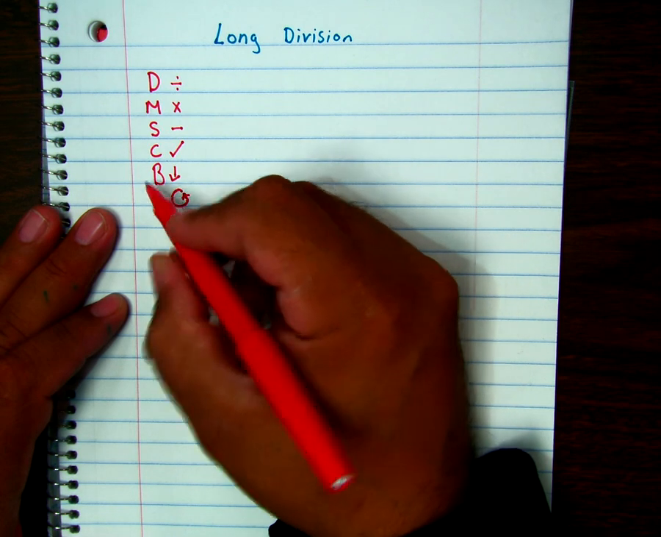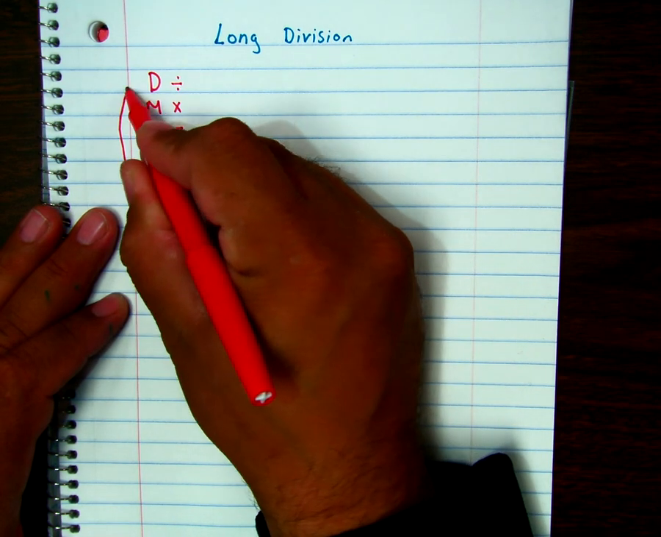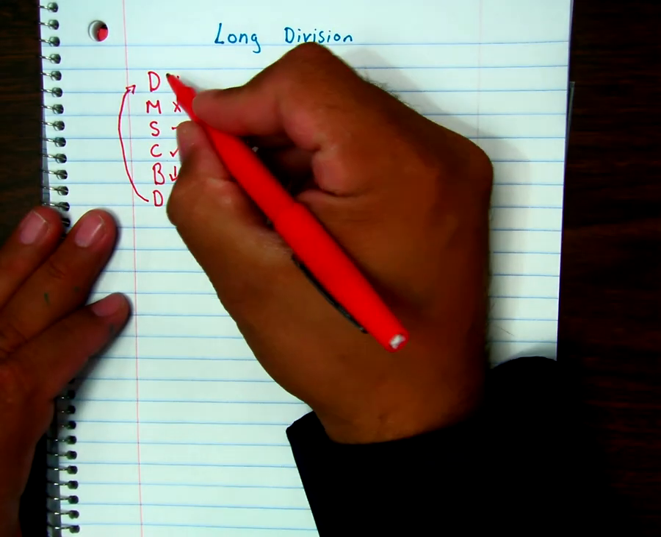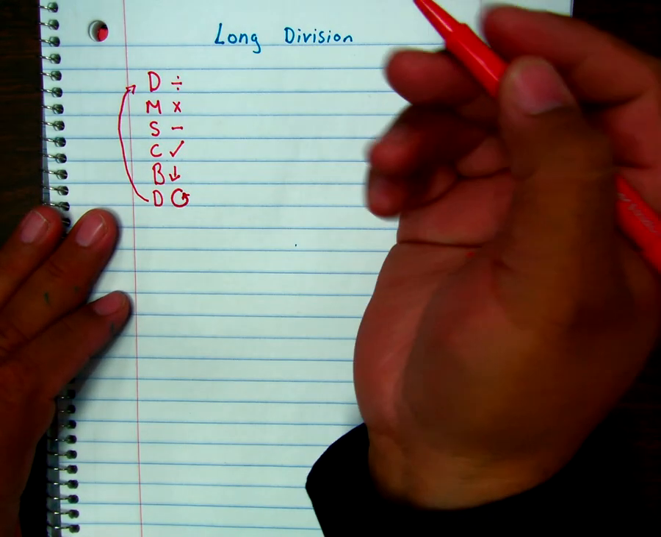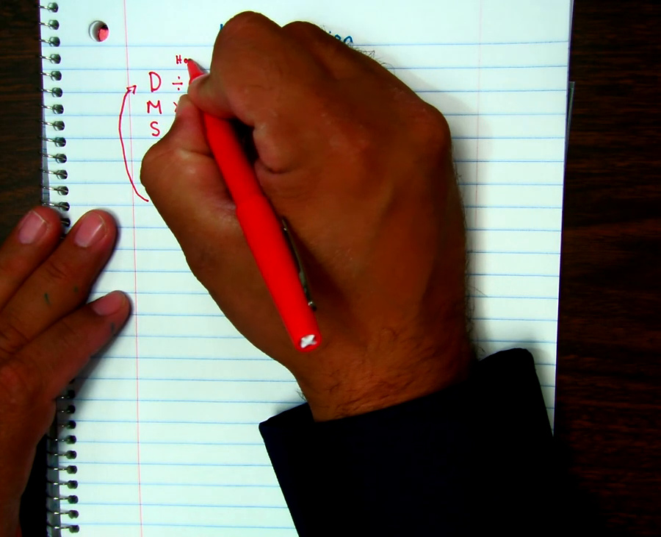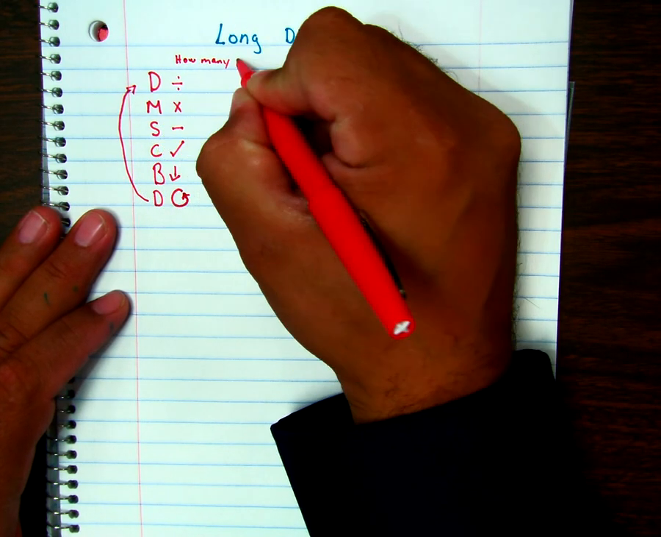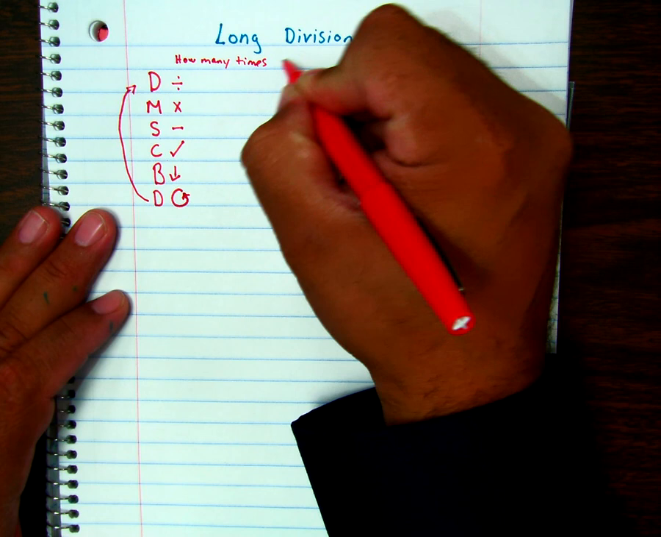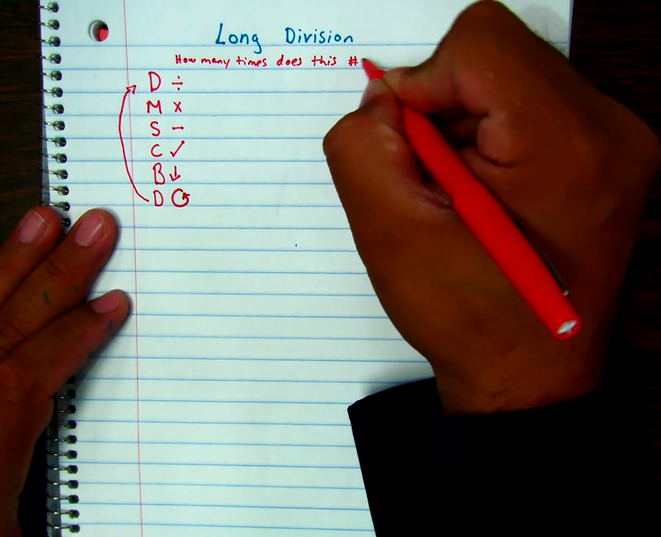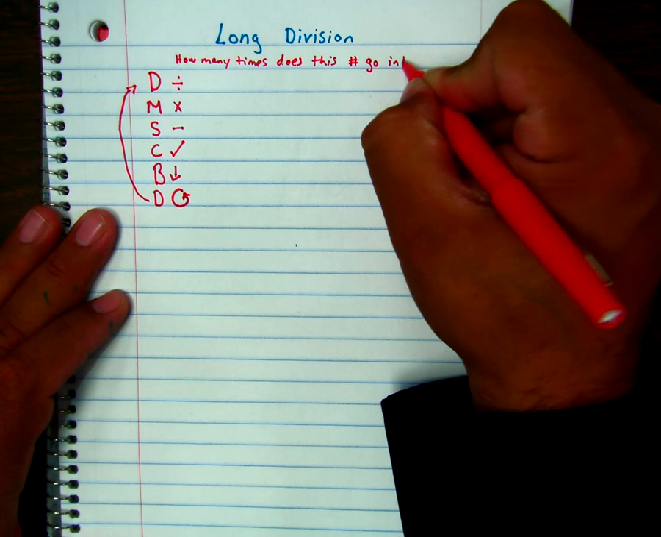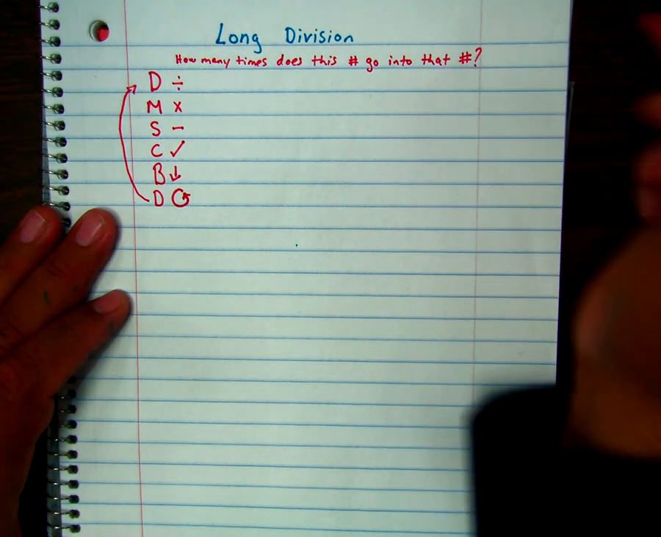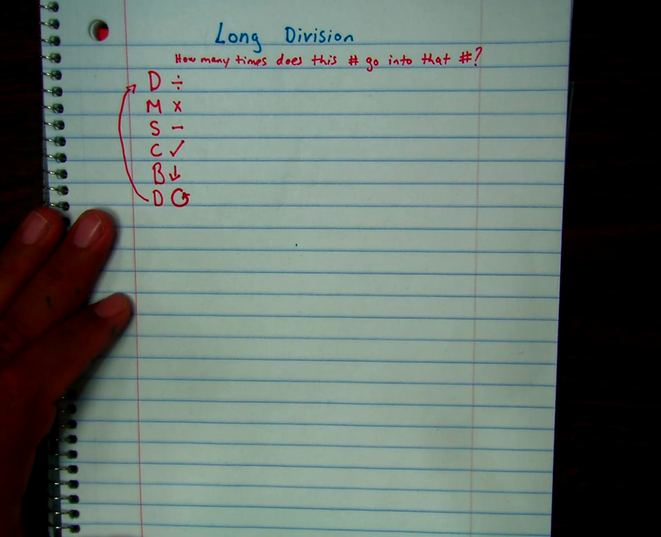When you get down to this step, all you're going to do is come back up and do the division part again. Now, when we get to this division part, we have to ask ourselves a question, and that is, how many times does this number go into that number? And it'll make sense once we start with the actual division, okay?